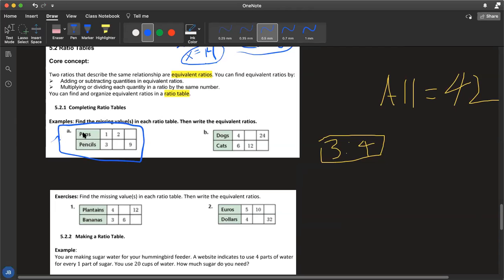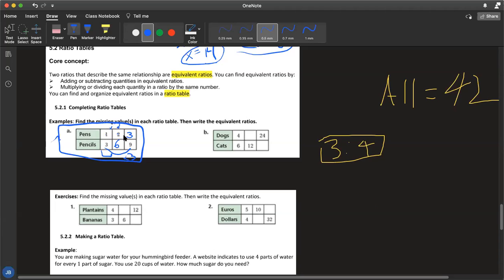1 to 3, pens to pencils. And so this one will be pretty easy, right? We have a 1 to 3 ratio to start. So if our pens goes up from 1 to 2, that means we're multiplying by 2. We do the same to the bottom. 3 times 2, 6. Now, if we're going from 3 to 6 to 9, I know 3 to 9 is multiplied by 3. So I go 1 times 3 is 3. Does that make sense for everybody? Any questions on that one?